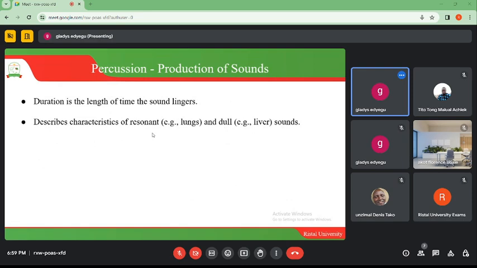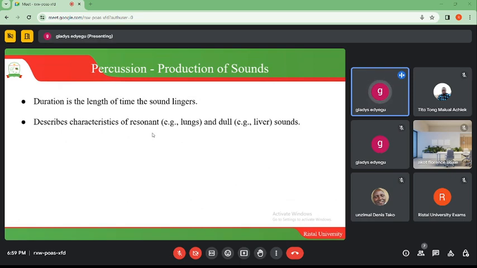And then the duration is just the length of time the sound lingers or the sound takes. So when you percuss and there is a sound, how long does it take? Is it immediate and it ends, or does it take some time and then stop? Then you have to describe the characteristics of the resonant sound.